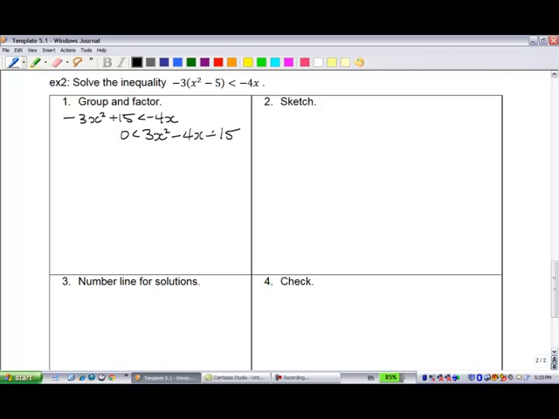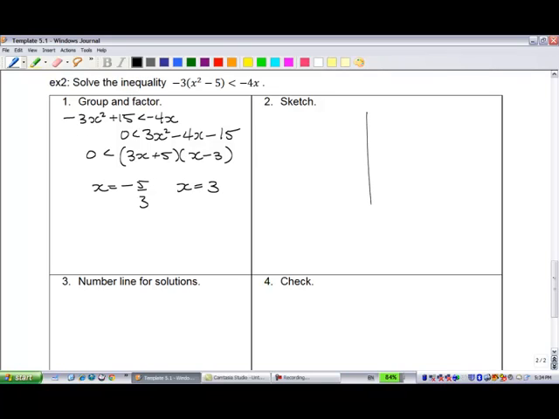So I'm going to write everything to the right hand side here. Notice because I'm just adding and subtracting, I don't have to flip the inequality sign. I just moved everything over to the right hand side. Factoring that, we get 3x plus 5 and another x minus 3. And we're going to find the zeros here, so we're going to go with x equals -5/3 and x equals 3. Those are our two zeros.